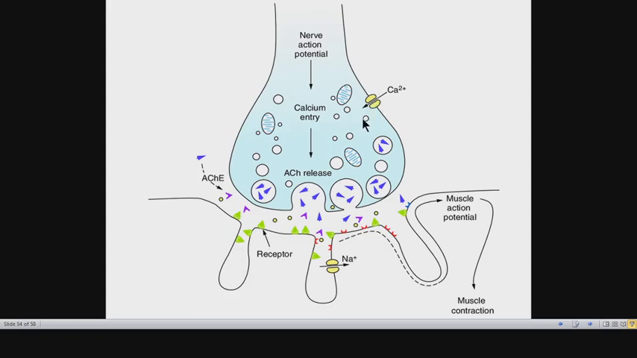There is another condition, a third condition, which also affects the neuromuscular junction by inhibiting the release of acetylcholine.